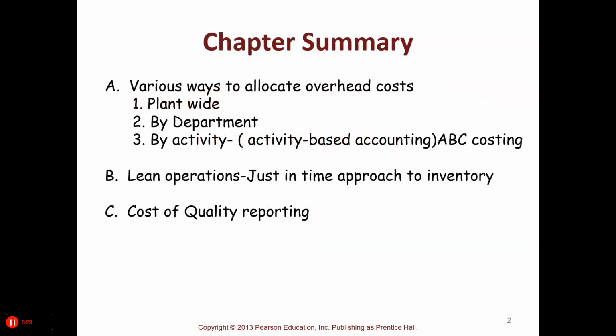Now, for an overview of the whole chapter, our focus is going to be looking at various ways to allocate overhead costs. And we'll discuss these 3 methods: plant, department, and ABC. Then we'll look a little at lean operations, and then we'll go through the preparation of a cost of quality report. Now, in part 1 and 2, I go over examples that are just like your homework and walk you through them the way I would do them.